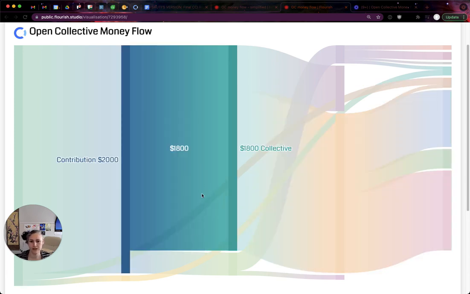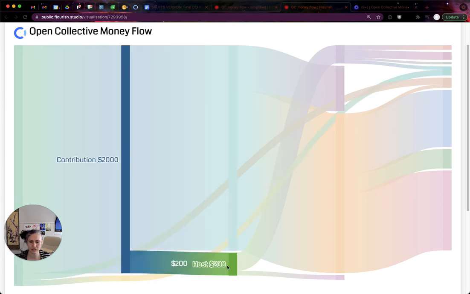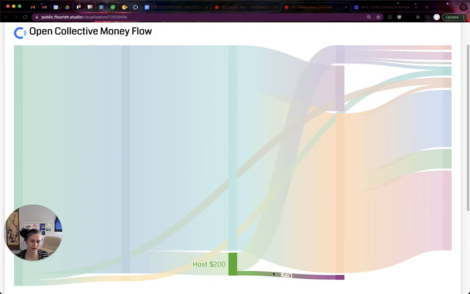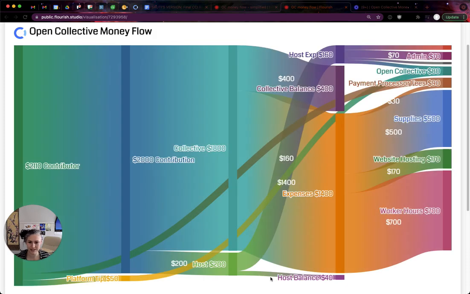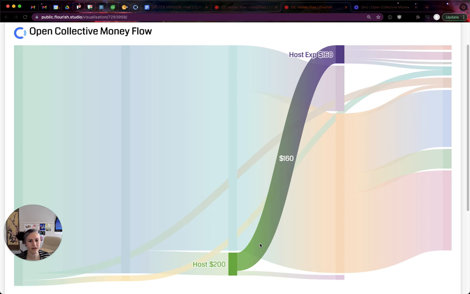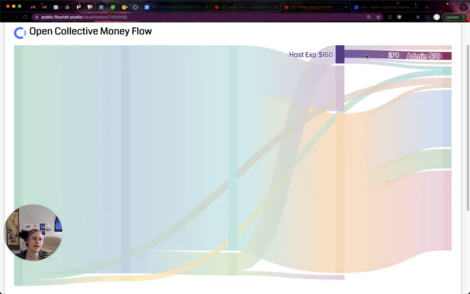And so if we look over here on the host side, so this $200 that went as a host fee, you can see what happens to that as well. So I just made this up, but $40 is staying in the host balance, and the other amount, $160, is going to go towards host expenses, and so that's things like admin and accounting and stuff like that.